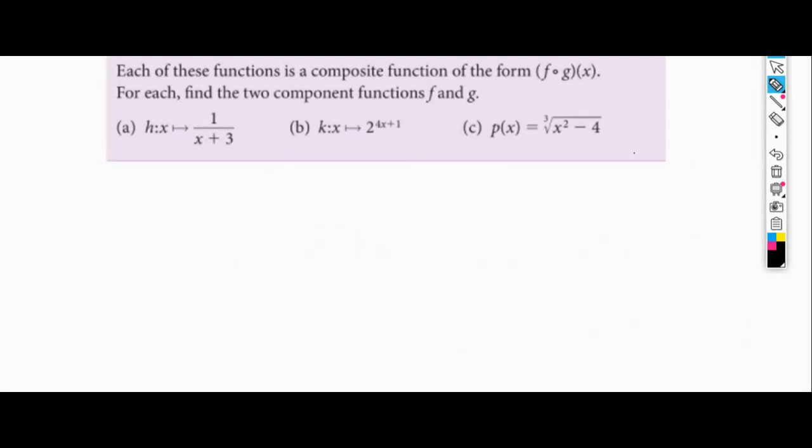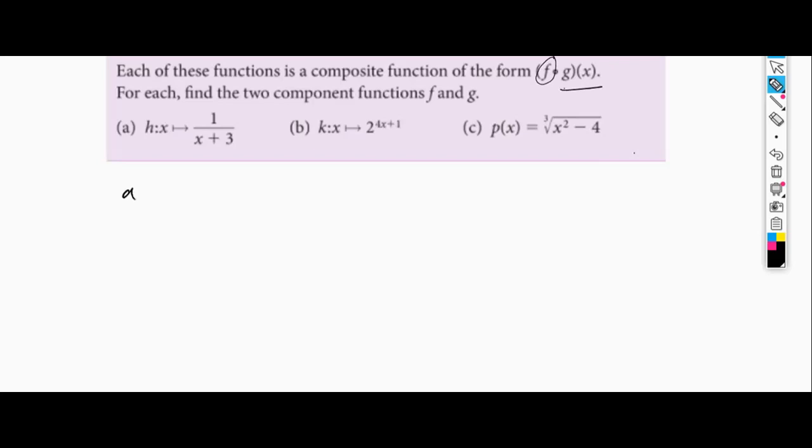Each of these functions is a composite function of the form f of g of x. For each, find the two component functions f and g. So remember that f is the exterior function and g is the interior function, at least in this case.